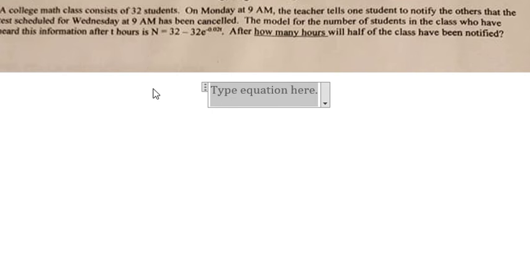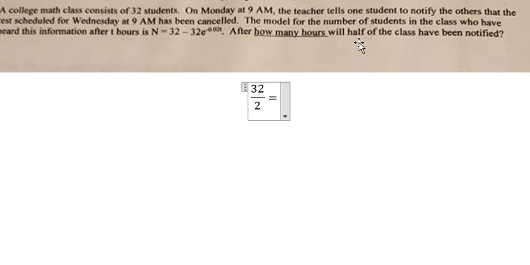So now I will show you how to answer. We have 32 students. We need to divide by 2. Because they want to find how many hours will half of the class have been notified, that's why we need to divide by 2. And we got about 16. We have this equation in here.